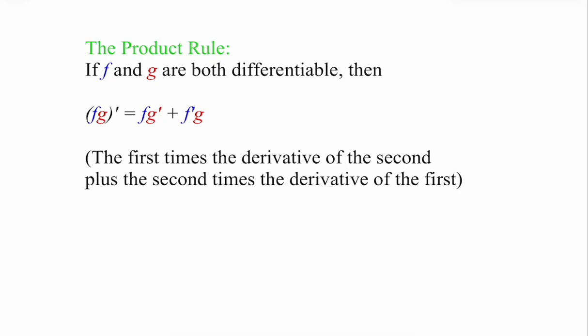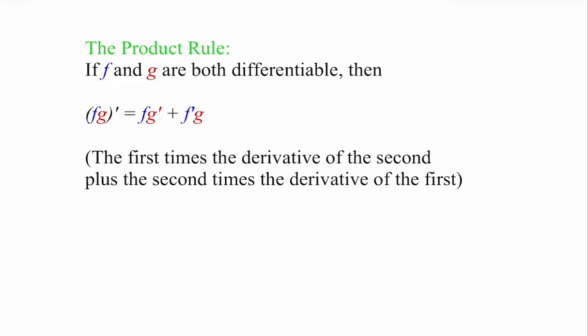So the product rule tells us that if we have 2 functions that are differentiable, then there's the rule. Ready? The first times the derivative of the second, say it with me. The first times the derivative of the second plus the second times the derivative of the first is our derivative. Okay, let's do it again. Ready? So if we want to take the derivative of f times g, it's going to be the first times the derivative of the second plus the second times the derivative of the first. Okay, so that rule is super important.